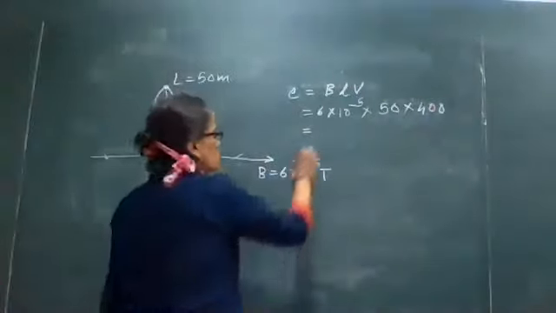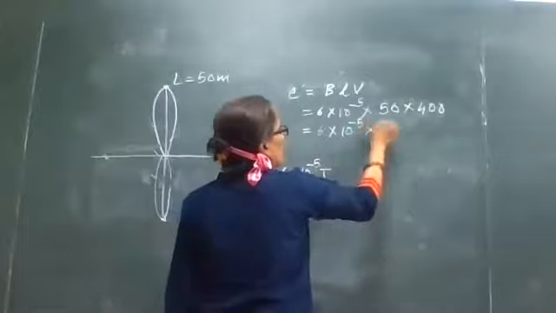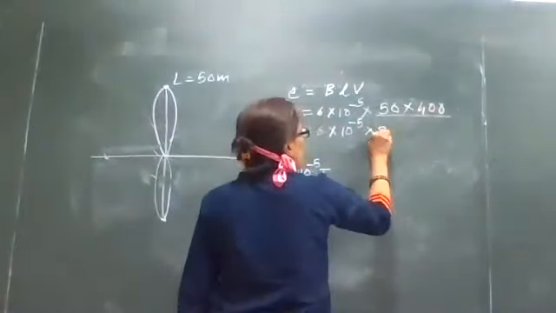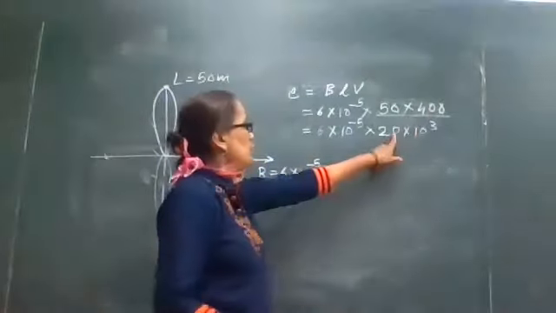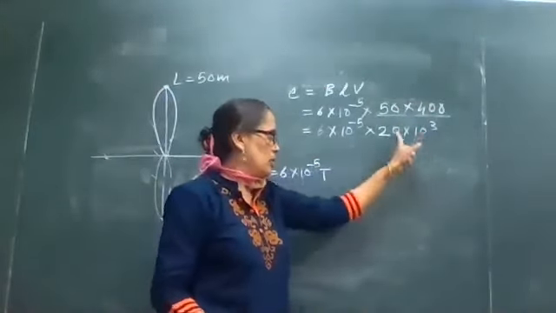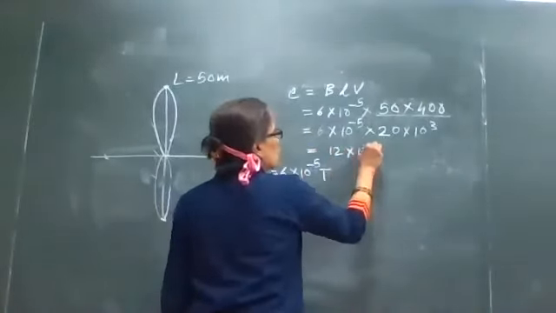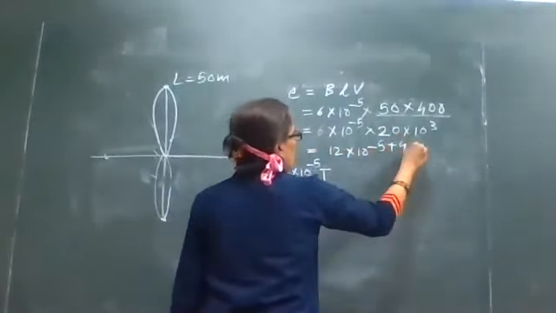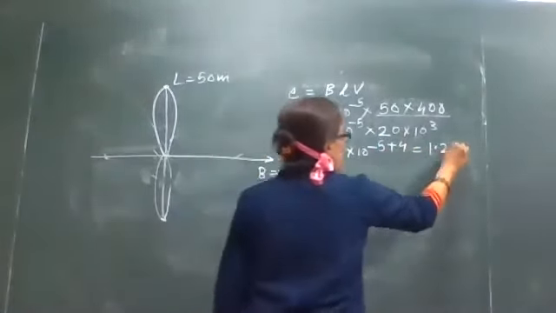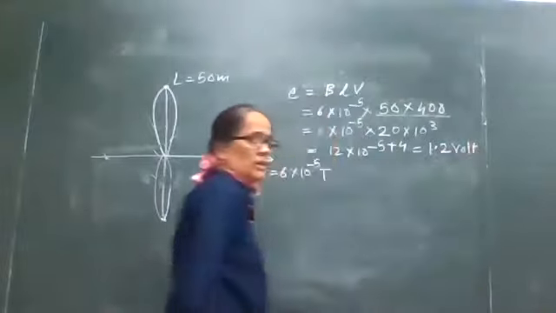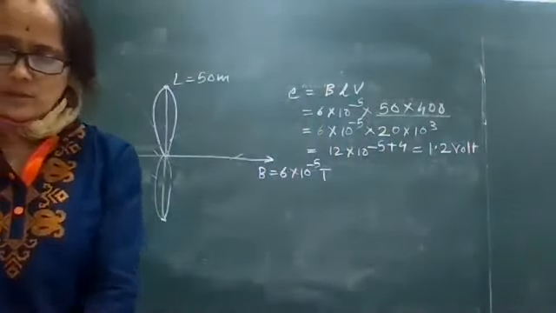Right? So now, 6 multiplied by 10 raised to minus 5, and this multiplication of 50 and 400 comes to 20 into 10 raised to 4. The total power of 10: 12 into 10 raised to minus 5 plus 4, which is equivalent to 1.2. So your final answer for the EMF will come as 1.2 volts.